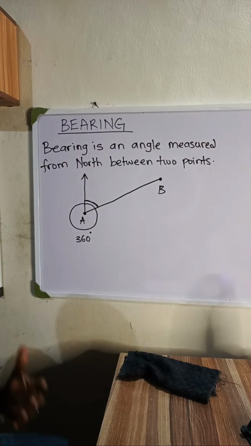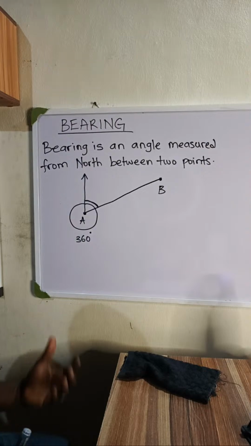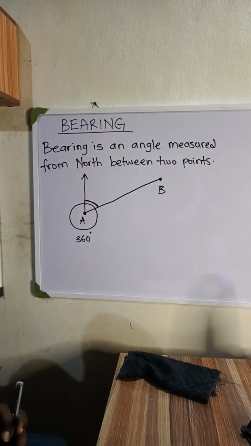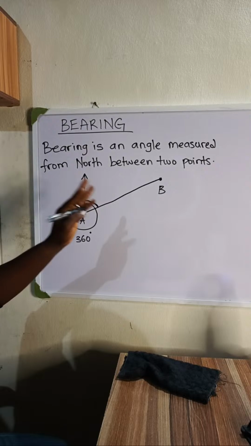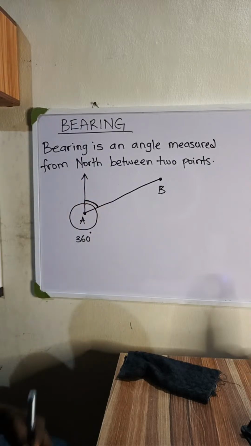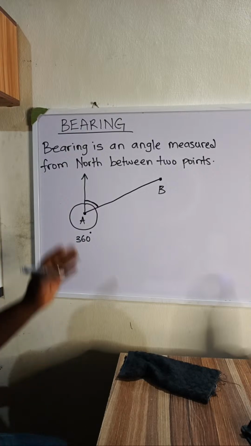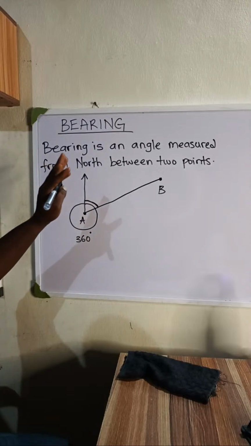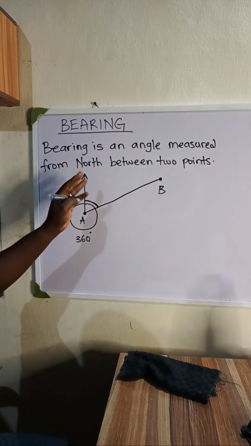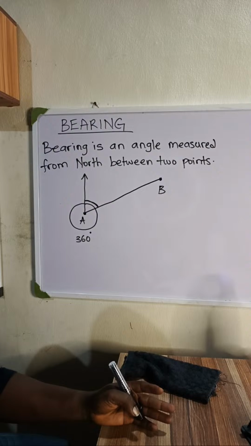So one of the applications of bearing is in navigation. Most students say they don't understand the application of most of the topics that we learn in mathematics, but this is a very practical topic, okay? Most of us use GPS when we are going to places to locate a particular place. What helps you to track a location is on the foundation of bearing. So this topic is very important in navigation.